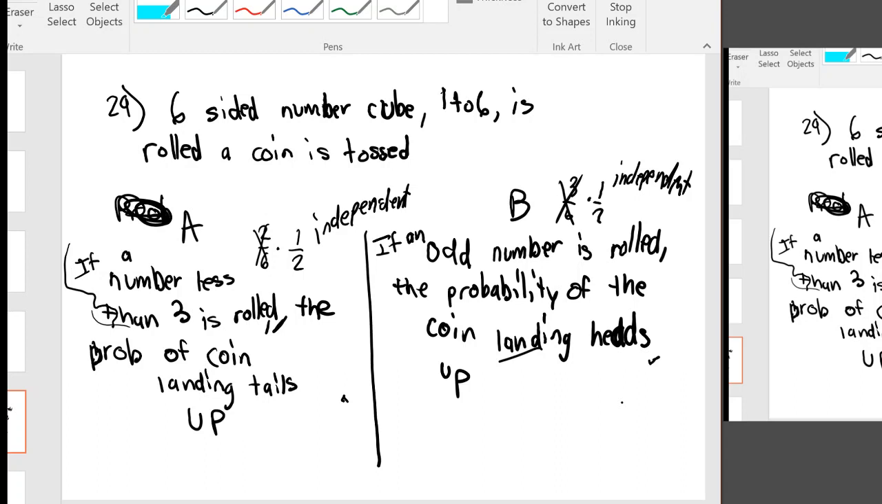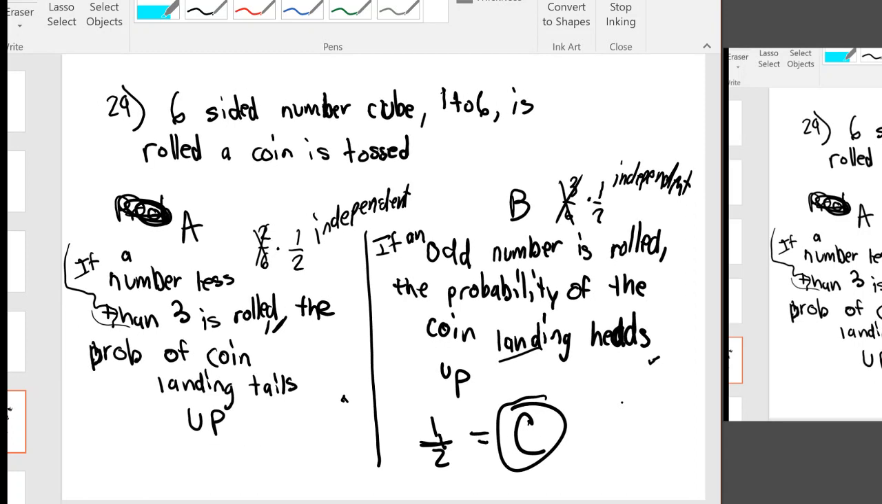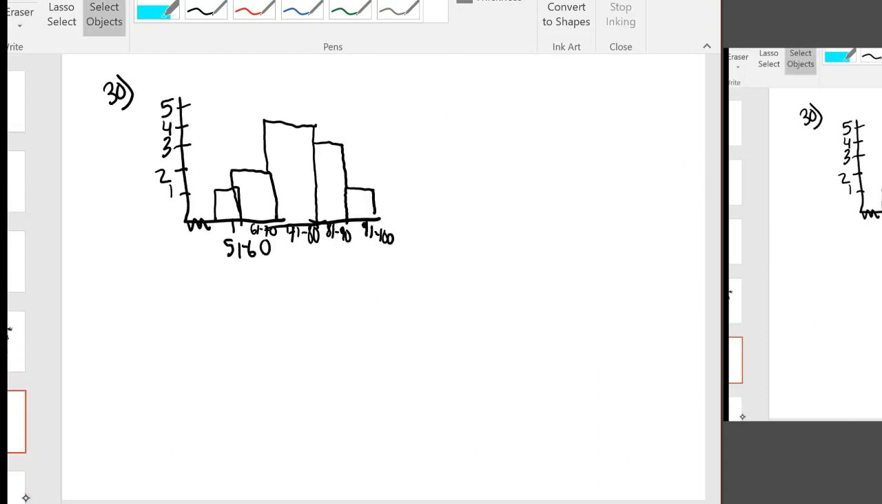All right? So 1/2 is the chances of it landing on tails. 1/2 is the chances of it landing on heads. So your answer is 1/2, which means they're equal to each other. Right? The probabilities end up being equivalent to one another. All right, next question. Only a few more to go.